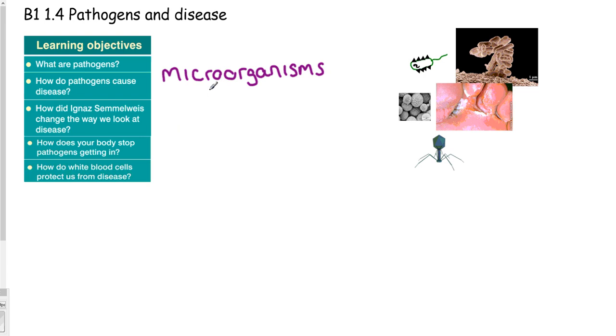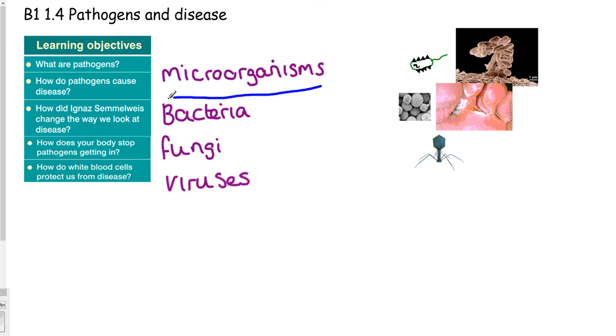And there are three varieties of these microorganisms which can be pathogens. The first are bacteria. We then have fungi, and finally viruses. Now it has to be said that not all microorganisms are harmful. Pathogens are only the microorganisms that when they enter our body cause disease and start doing us harm.